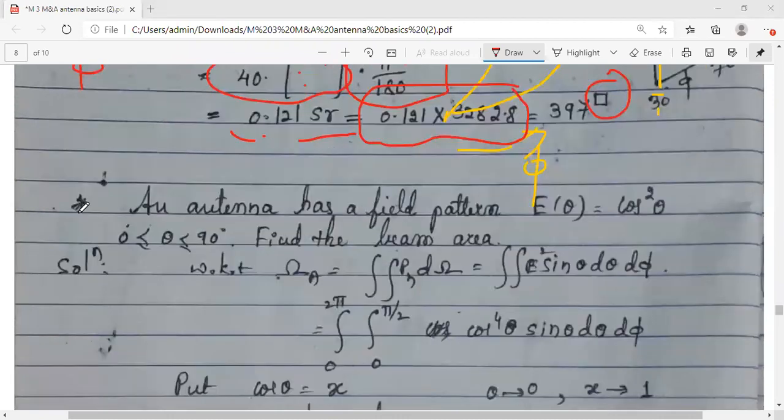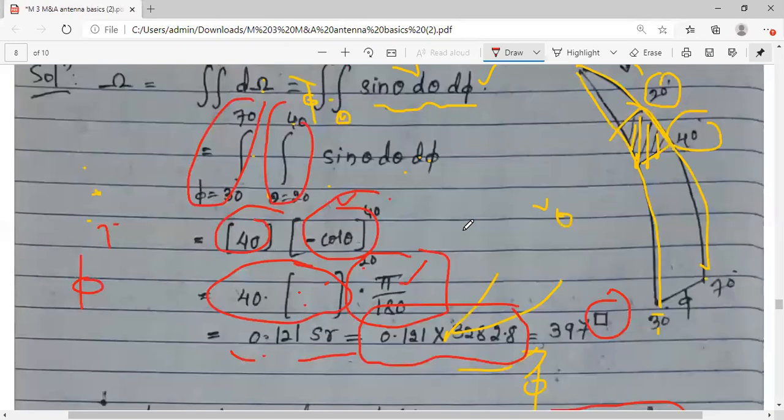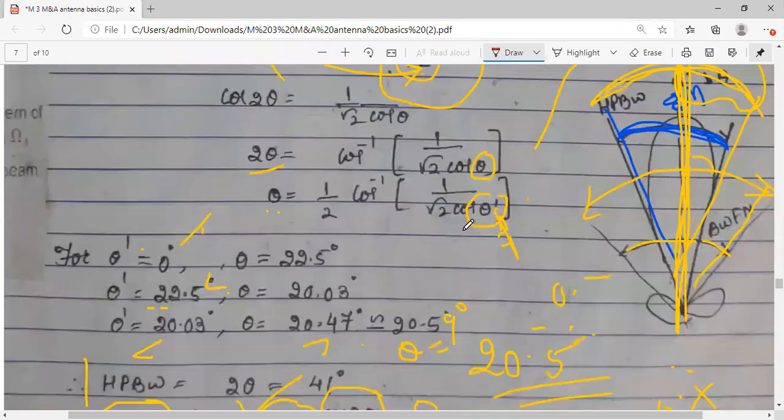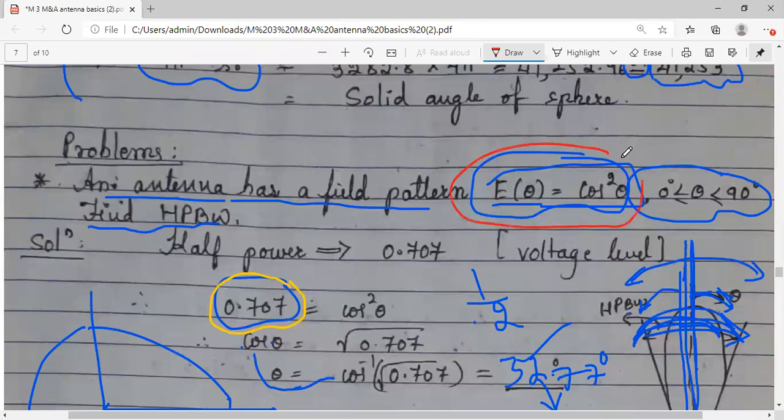Okay, fine. Good, you're solving it. Now the next question. An antenna has a field pattern. Again, they have given you the field pattern. It is similar to the earlier one. You can see cos square theta. We have solved the first problem, cos square theta.